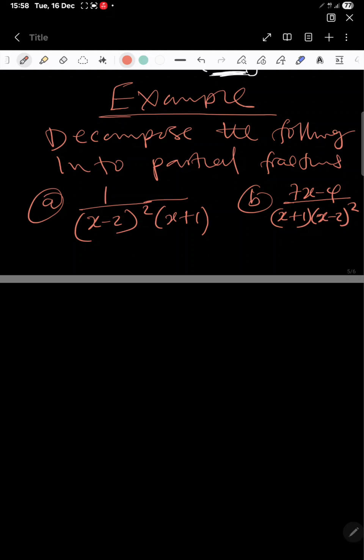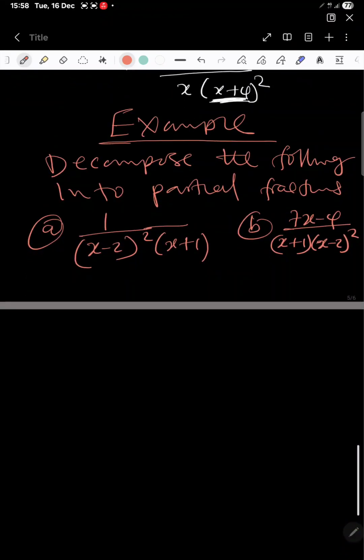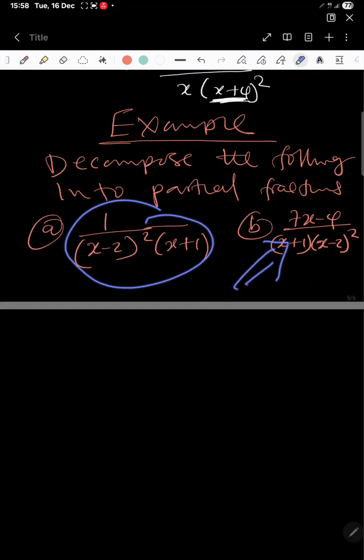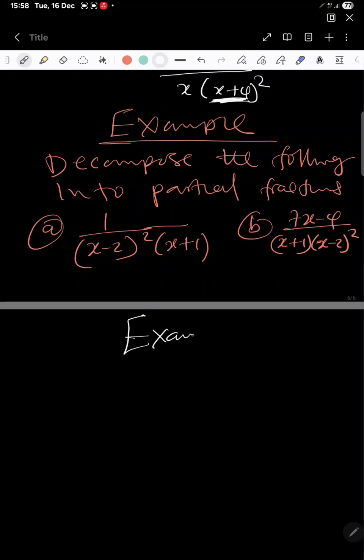All right, so instead of solving the linear factor, you are now solving the repeated linear factor. Now, how do we decompose? I'm only going to solve the first question, and then this one will be your task. All right, so you try it there. So let's try. So let's say solutions.